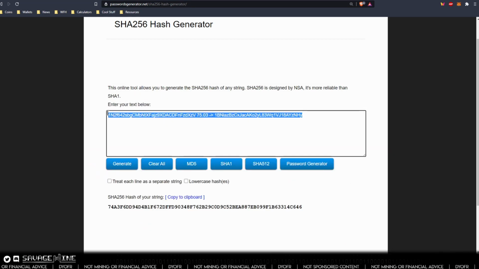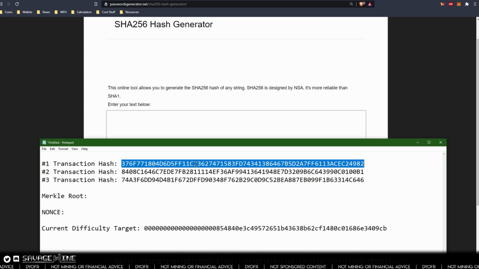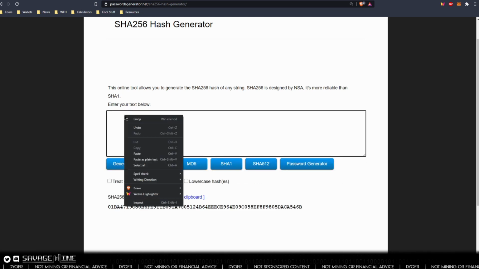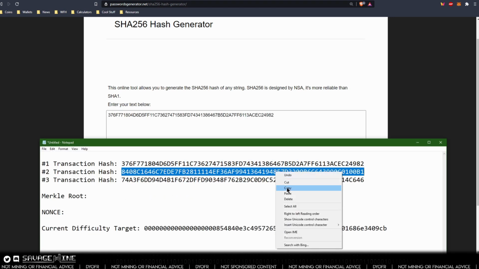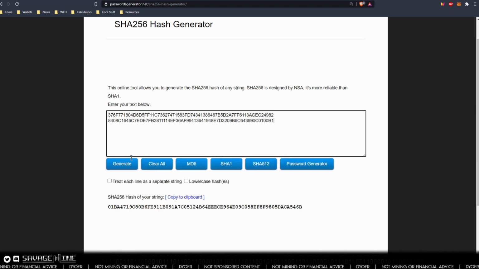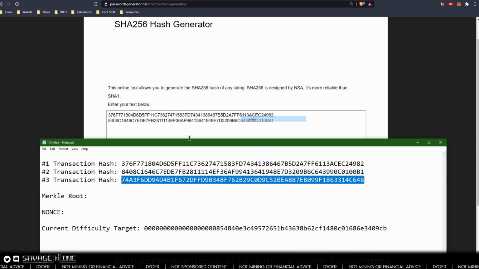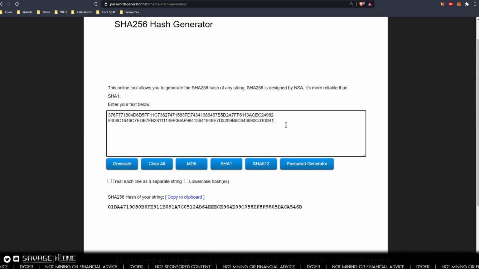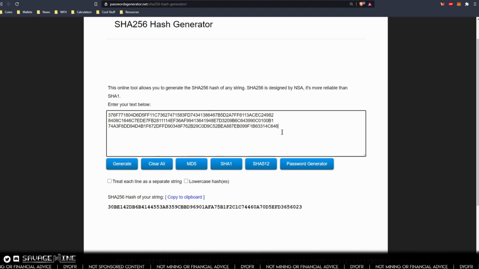I know this is super simple the way I'm doing this. It's far more complicated than this, but I'm just trying to give you an example and help you understand what's going on here. We're just going to throw all these in here. Again, this is just a super simple example. Then we're going to generate, and now we have our, actually, you know what? I don't even think we have to generate. I think it does it for us. Yeah. So now we have our Merkle root.